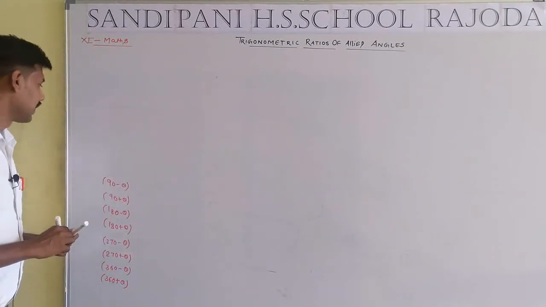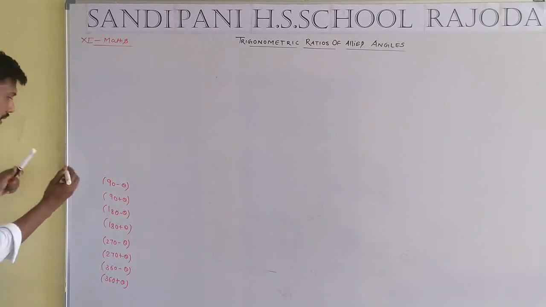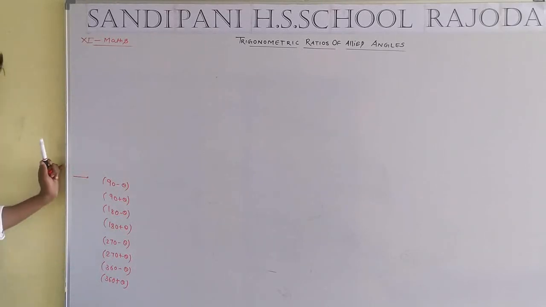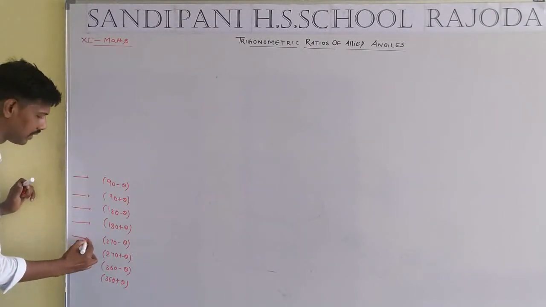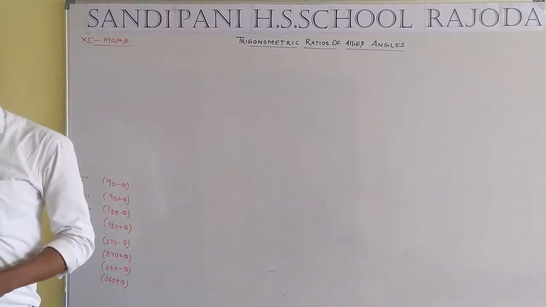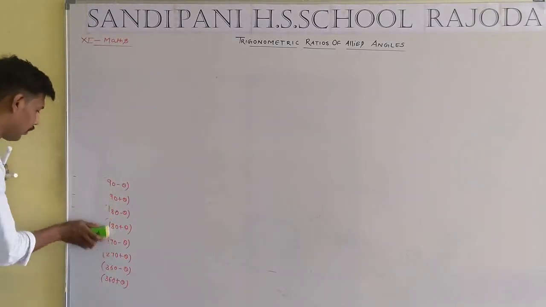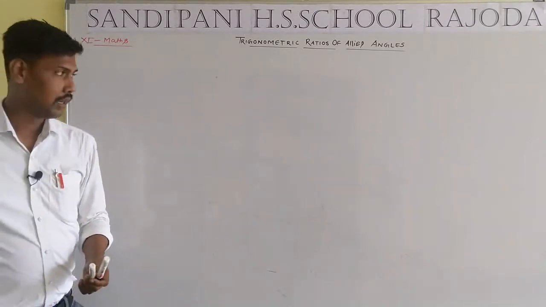Student, in the case of sin, cos, tan, cosec, sec, cot: sin 90 minus theta, cos 90 minus theta, tan 90 minus theta, cosec 90 minus theta, sec 90 minus theta, cot 90 minus theta, then 90 plus theta, then 180 minus theta, and so on. That means how many formulas are there? So remember, we take the maximum formulas covered by a simple trick.